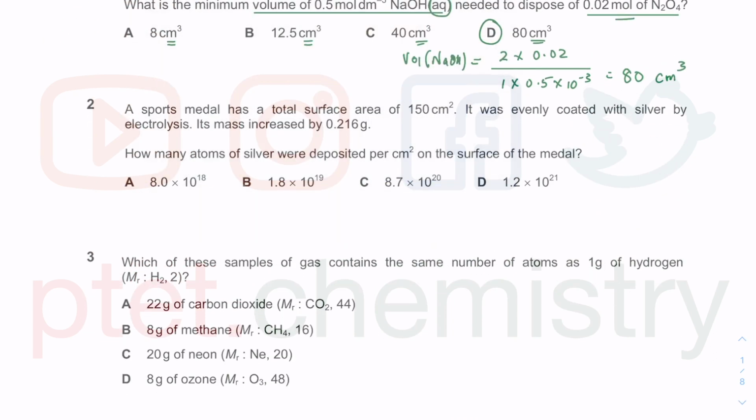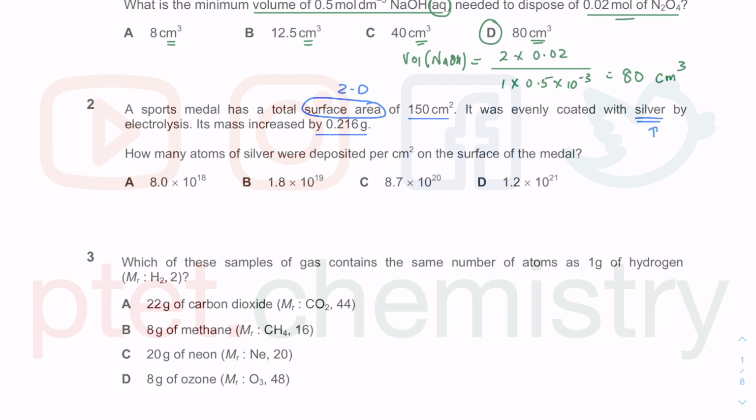In this next question, we have a sports medal. The total surface area is 150 cm squared, not cubed, because this is to do with surface area, which is a 2-dimensional thing, whereas volume is a 3-dimensional thing. The mass increased by 0.216 gram because you have coated it with silver.